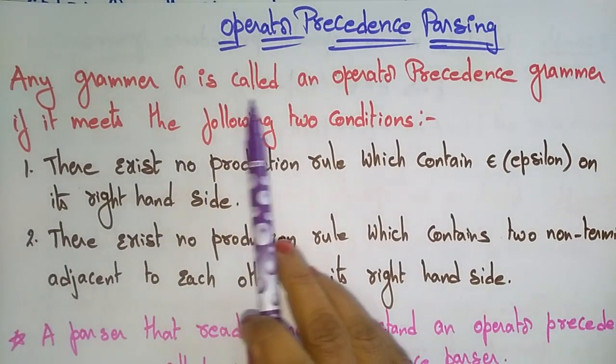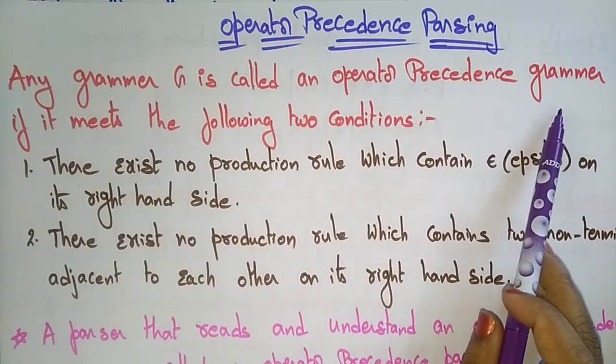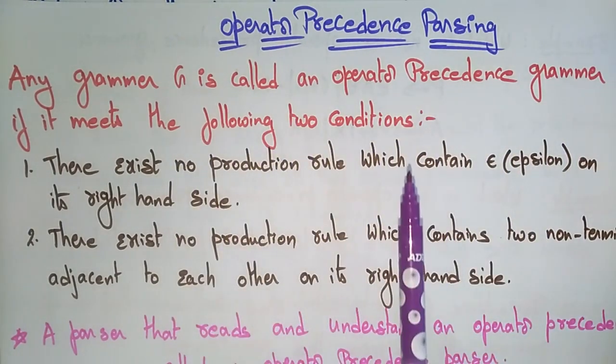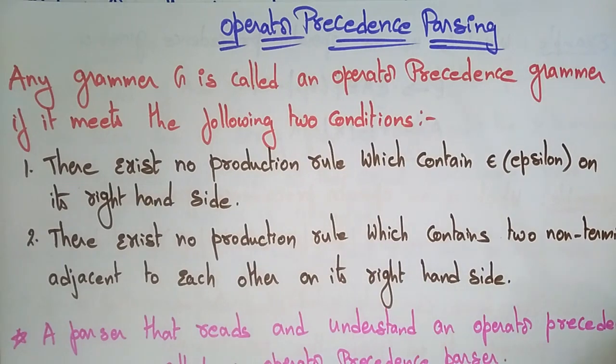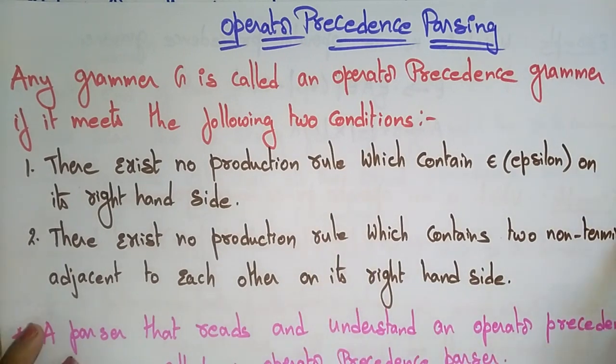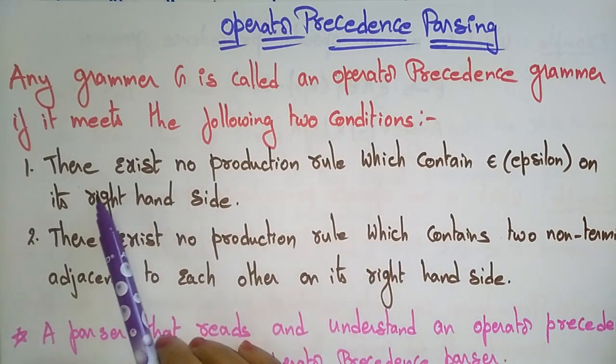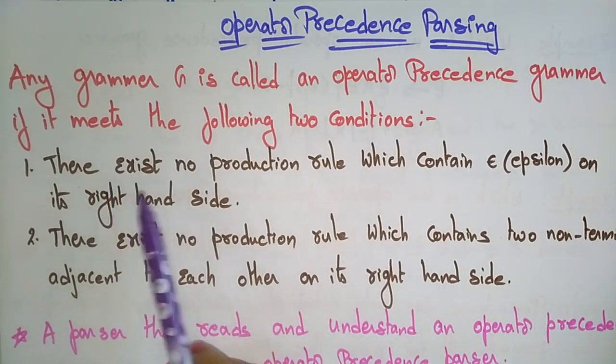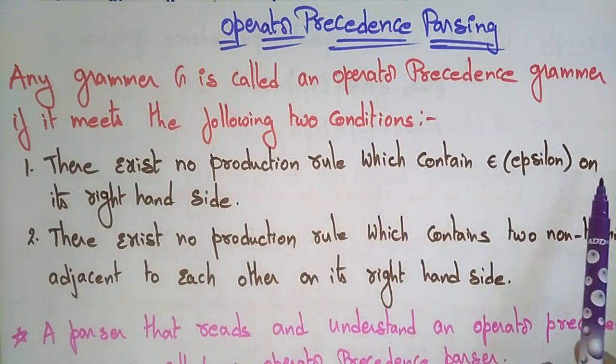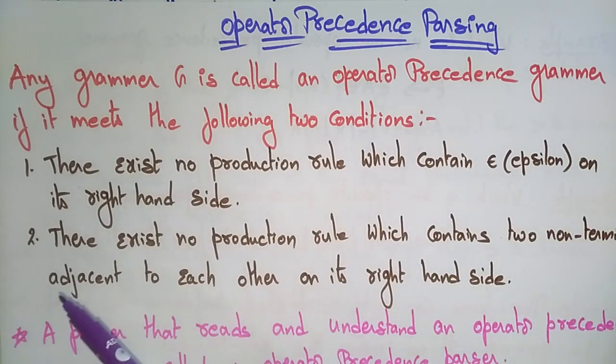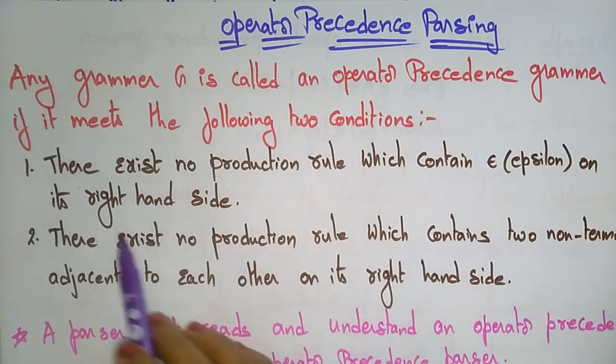Any grammar G is called an operator precedence grammar if it meets the following two conditions. When can we say that the grammar we have taken is an operator precedence grammar? Whenever it follows these two conditions. What are they? The first condition: there exists no production rule which contains epsilon on the right hand side.